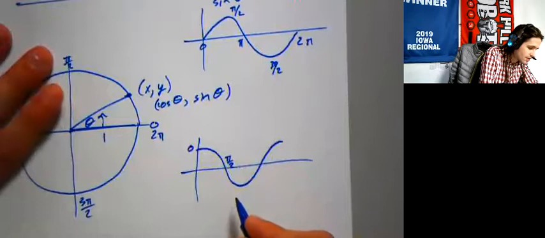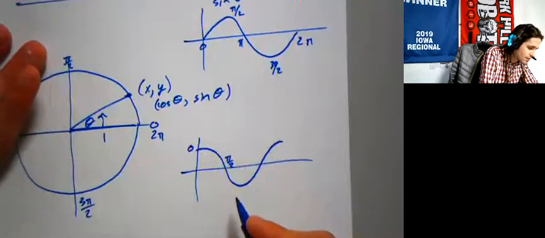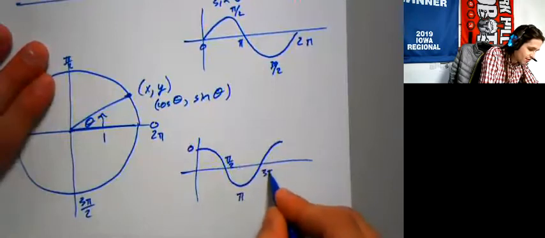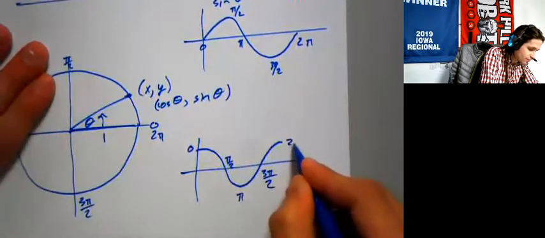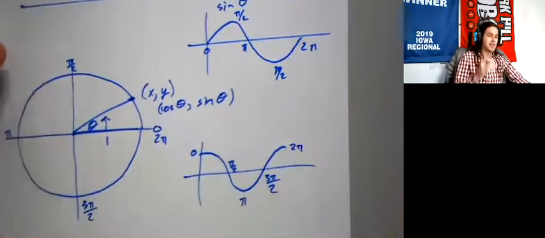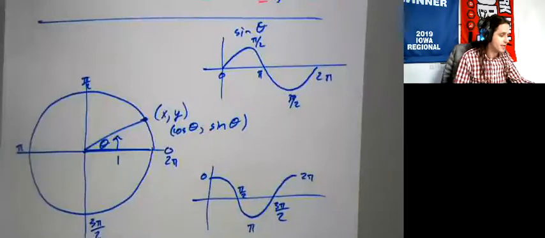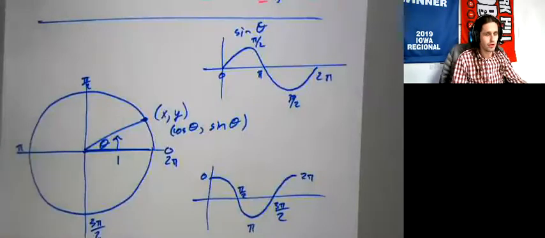What did I do here? I did something weird. No, I didn't. Okay. Pi, 3 pi over 2, and 2 pi. Great. So fantastic. If you remember those, if you've seen that before, fantastic. Quick reminder. If you haven't, don't worry about it.